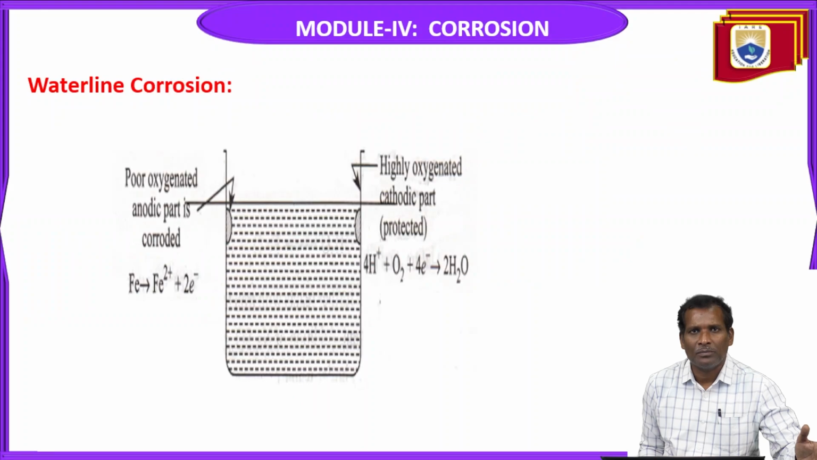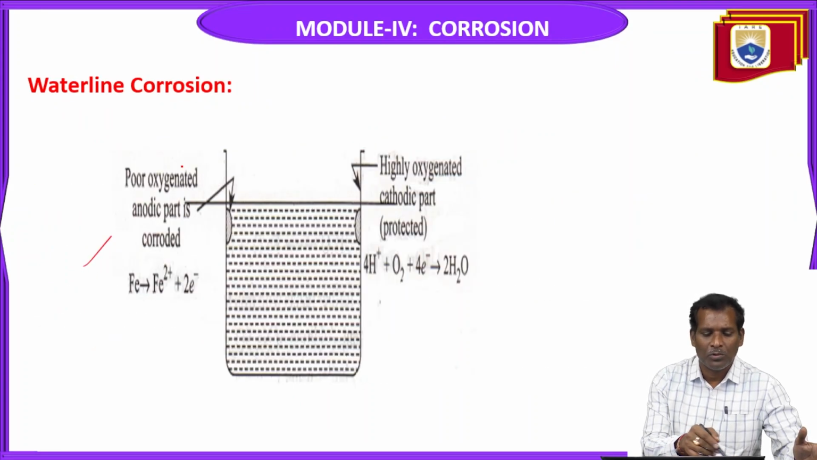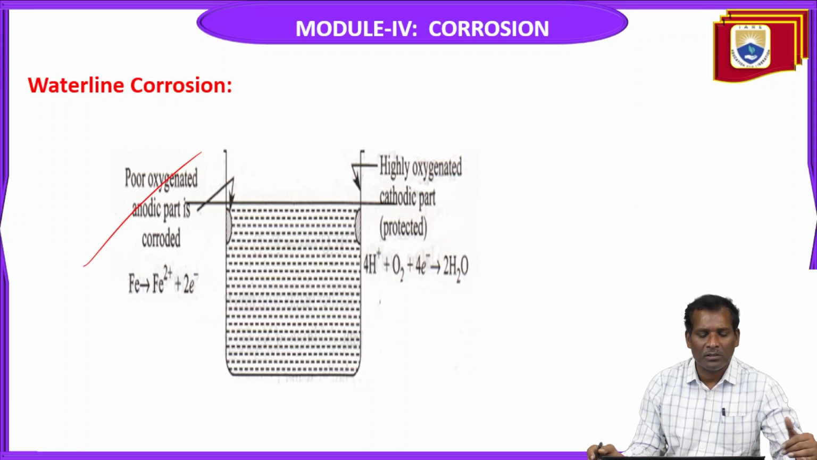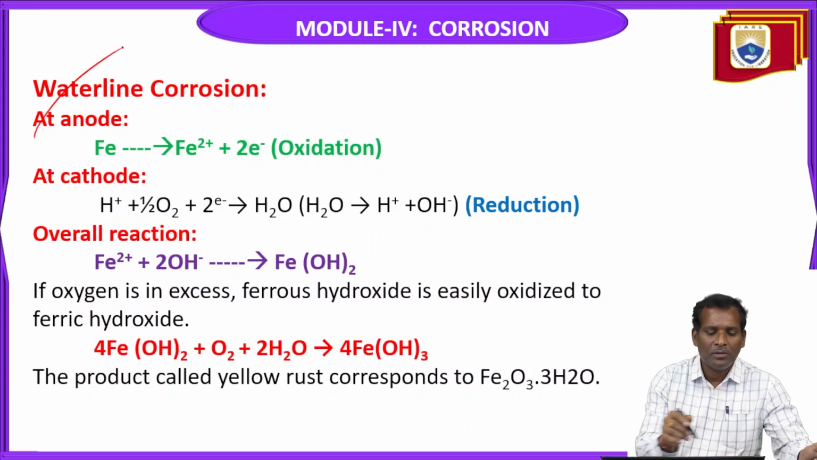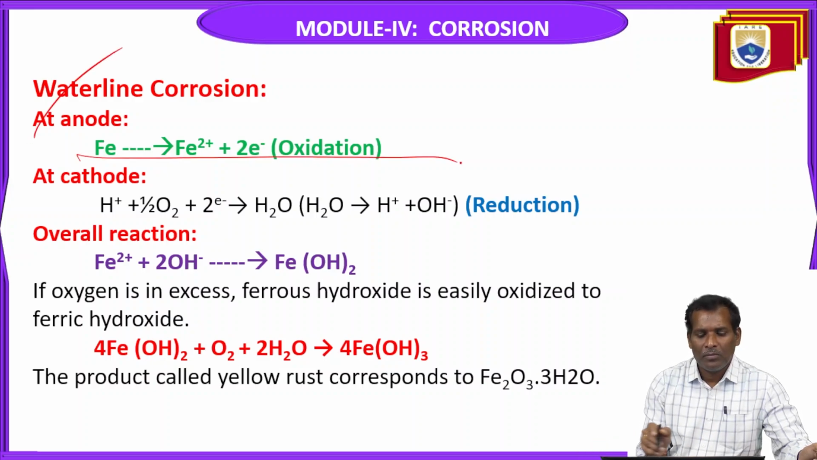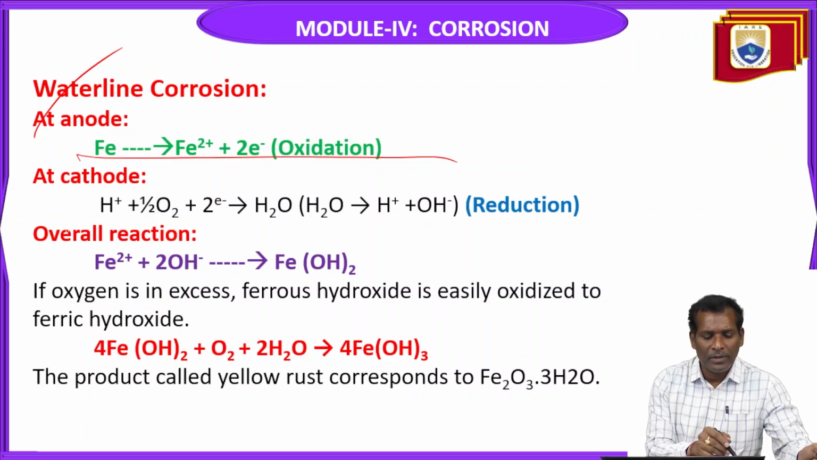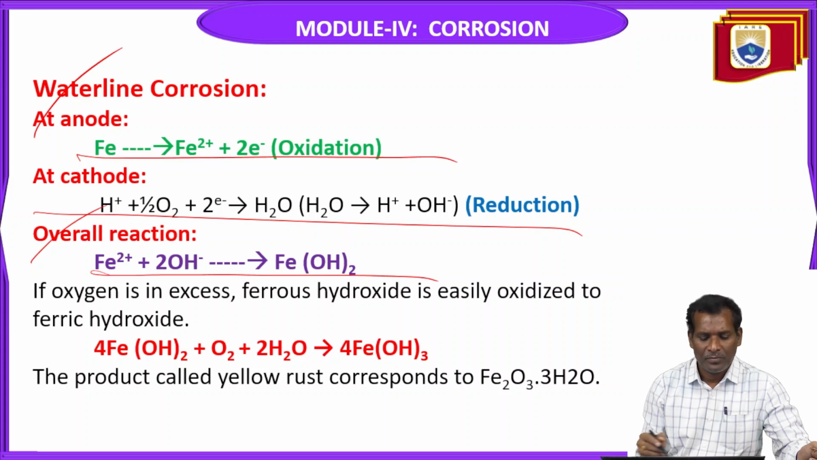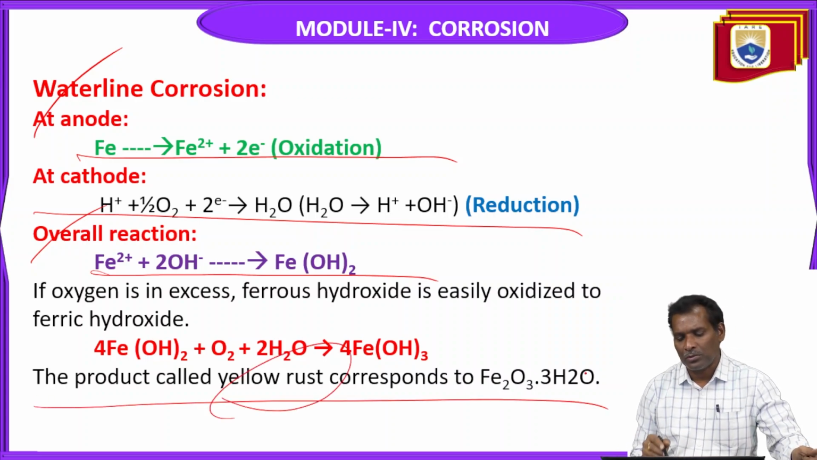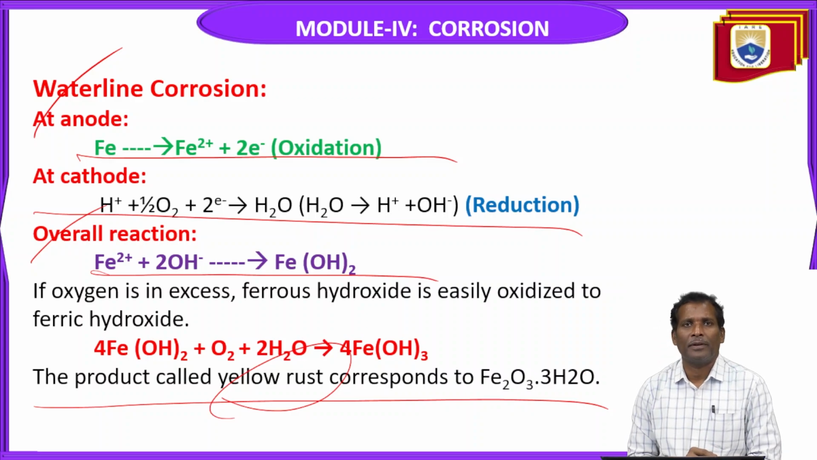That is waterline corrosion. Here, see the waterline corrosion: the poorly oxygenated anodic part is corroded, and the highly oxygenated cathodic part is protected, due to the differential concentration of oxygen. So the waterline corrosion: at anode, the reaction is given; at cathode, the reduction equation; and the overall reaction, that is ferrous hydroxide is easily oxidized to ferric hydroxide. So the product called yellow rust corresponds to Fe2O3.3H2O. Already I told you in the previous slide.